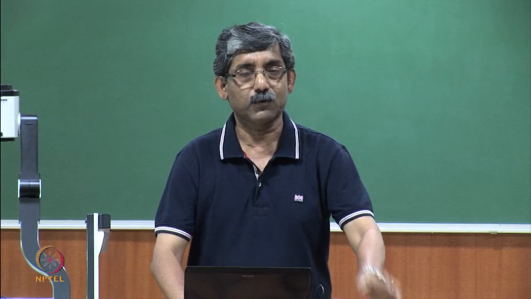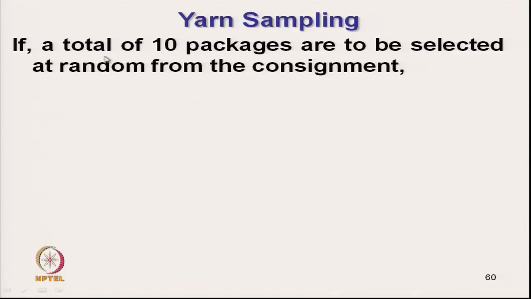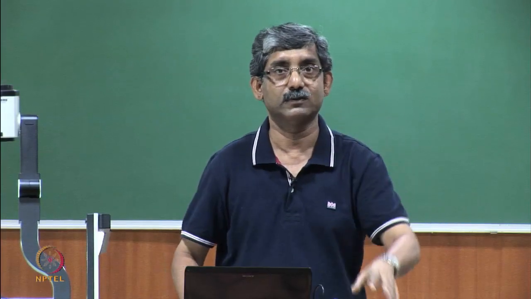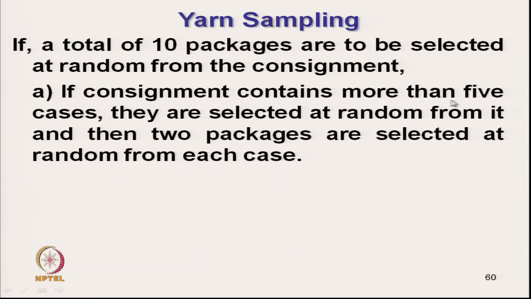Suppose for example, a total of 10 packages are to be selected. Suppose we want to select 10 packages at random from a consignment. So, from a consignment of a few tons we want to select 10 bobbins, 10 cones. If the consignment consists of more than 5 cases, 5 cases are selected at random from it, and then 2 packages are selected at random from each case.